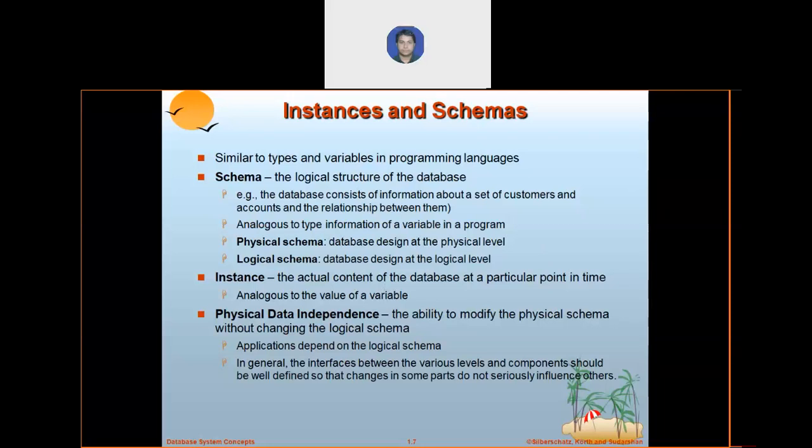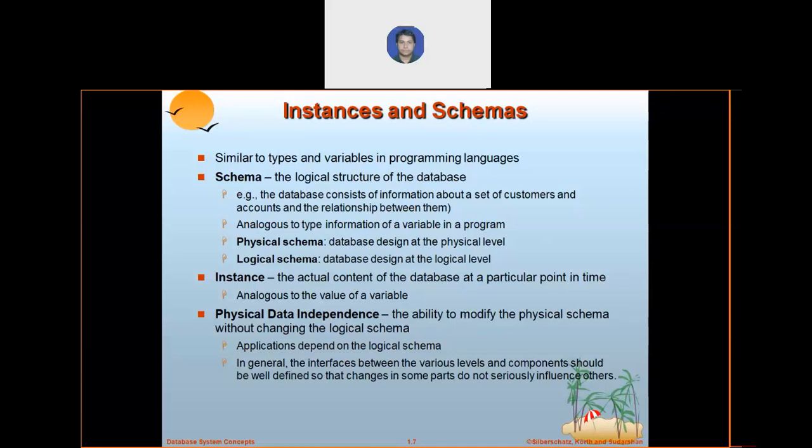If you remember, we have discussed three levels of abstraction: physical level, logical level, and view level. In all three levels, there is some design or structure of the database. At the physical level there is some design of the database, at the logical level there is some design, and at the view level there is some design. This design of the database at a particular level is called the schema of that level, like the physical schema at the physical level.